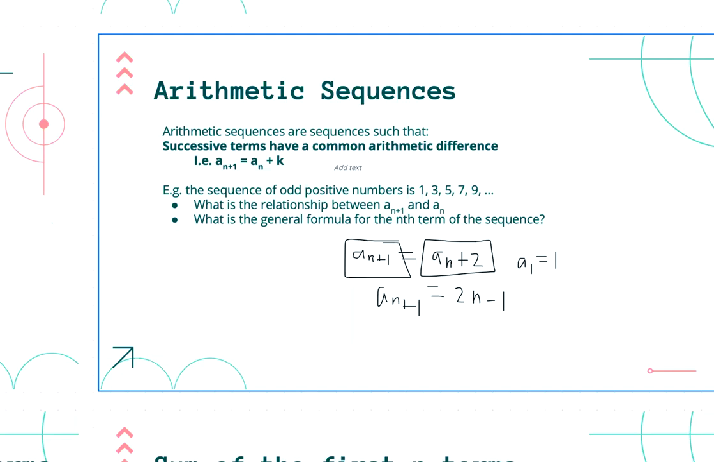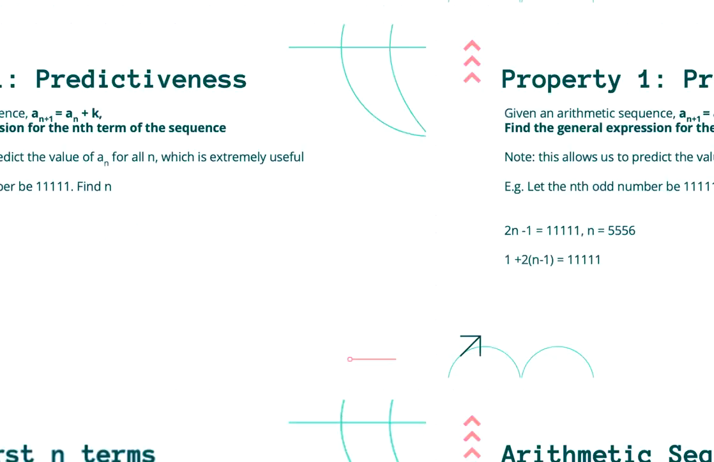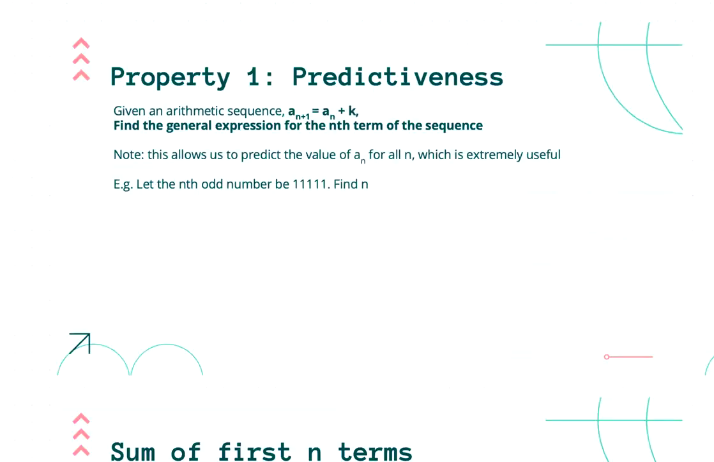After that, let's talk about one important property of arithmetic sequences, which is predictiveness. Given that we know the general expression for the nth term in a sequence, we're able to predict the value of the nth term for all n, which is really, really useful. So suppose we have the nth odd number as 11,111. Can we find n?